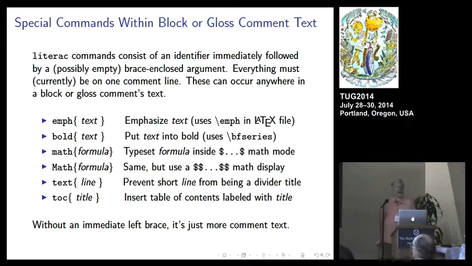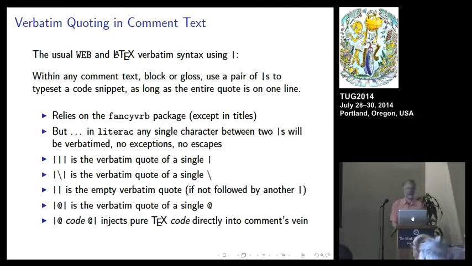Using the same syntax, the vertical bar, except I'm using fancy verb, but unlike fancy verb, in literacy, any character between two vertical bars is verbatim, no exceptions, no escapes. So a triplet is a singleton, and you can have a backslash, you can have an ampersand, and if you have just two, then it's an empty verbatim quote, which actually proves useful in a couple of situations.